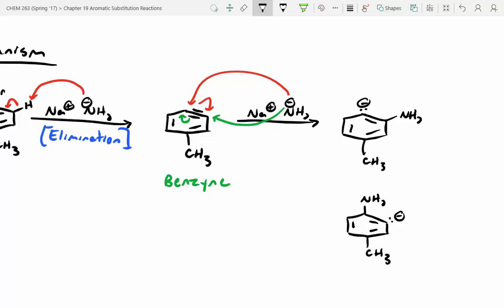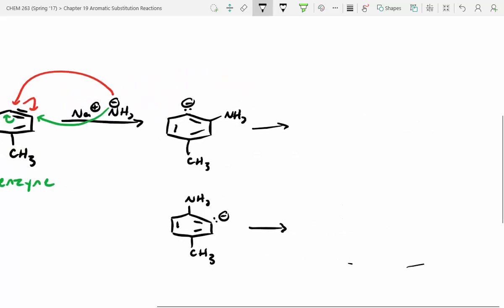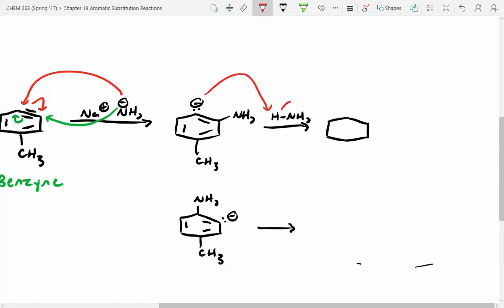Where the negative charge is right there. And then last but not least, we need to protonate our anion. There we go. And this is the important reason that we add the ammonia: the ammonia is really just a weak proton source. Ammonia is a really crummy base, or a really crummy acid, excuse me. But in this case, it's good enough because that aromatic ring is a really, really strong base.